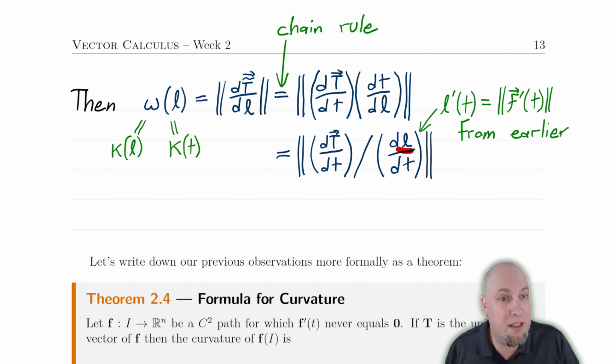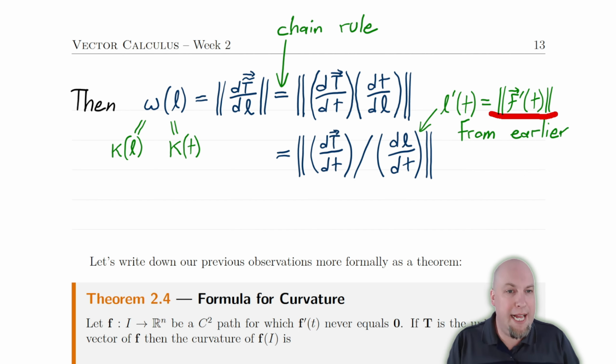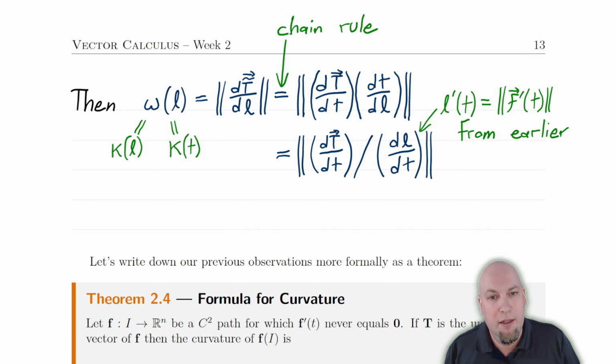Over here, dL by dt, I know how to compute that as well. This is the length so far function. If I take the derivative of that, remember, I get exactly the speed of the path. I get the speed of f, and I know how to compute that. I just take the derivative of f and then compute the length of that vector. Then I just plug all these into this formula, and I get something that I can actually compute.